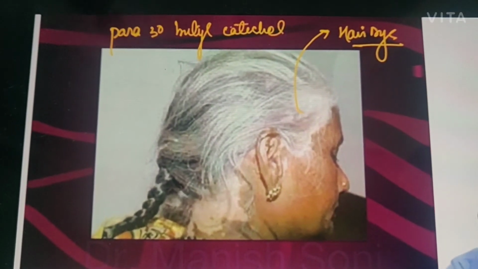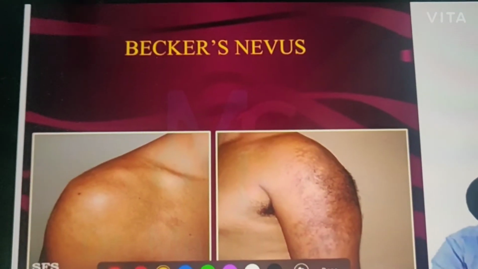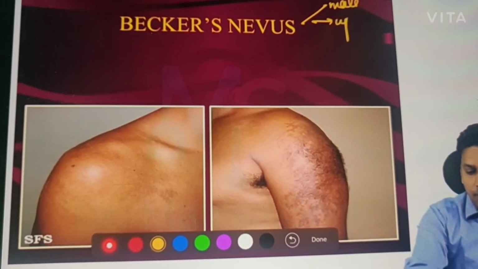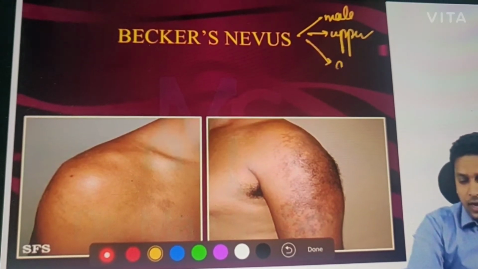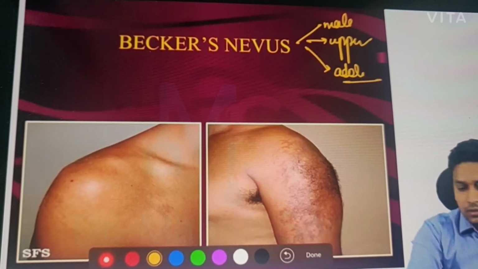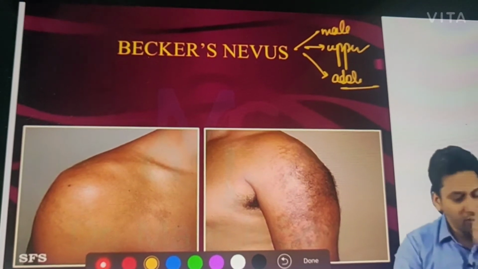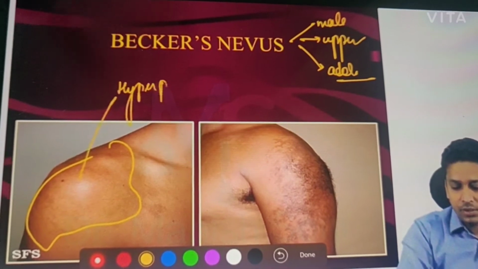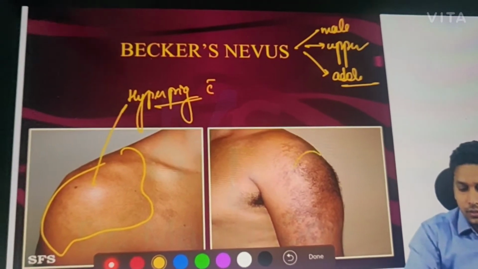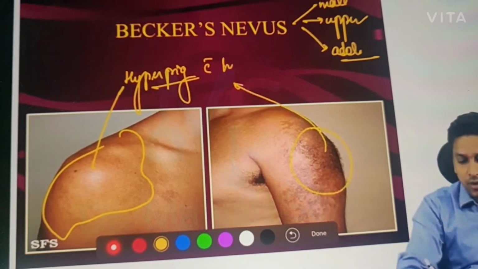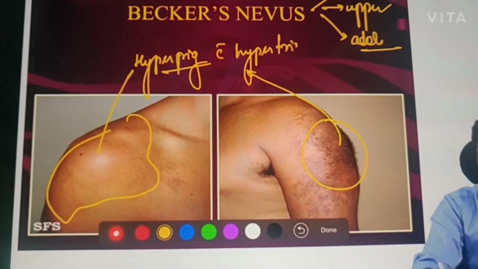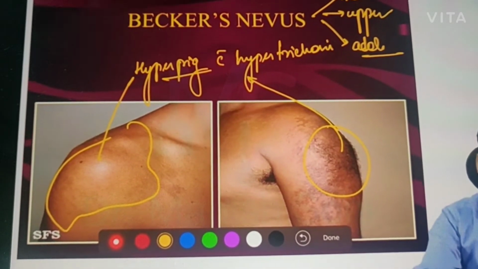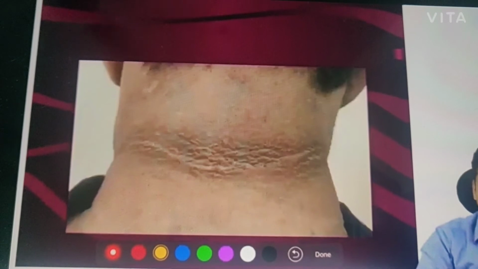So this is again a case of contact leukoderma. Then this is a patient suffering from Becker's nevus. Becker's nevus is commonly seen in males over upper trunk during adolescence. During teenage they start developing this hyperpigmented patch over upper trunk, with thick dark terminal hair, so hypertrichosis. So if you find a hyperpigmented patch with hypertrichosis in a male during adolescence over upper trunk, then that is Becker's nevus.